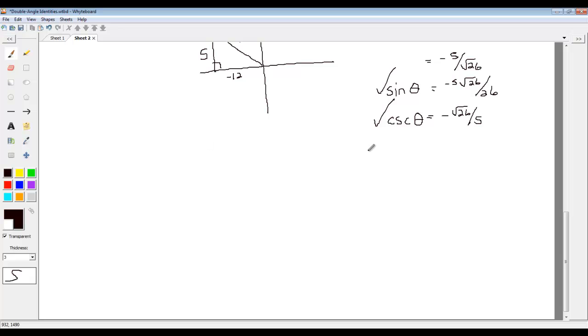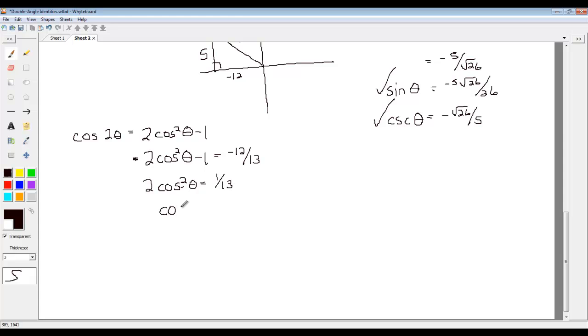Okay, we also know that cosine 2 theta equals 2 cosine squared theta minus 1. So let's do that. It's 2 cosine squared theta minus 1 equals negative 12/13. So 2 cosine squared theta equals 1/13. Cosine squared theta equals 1/26.